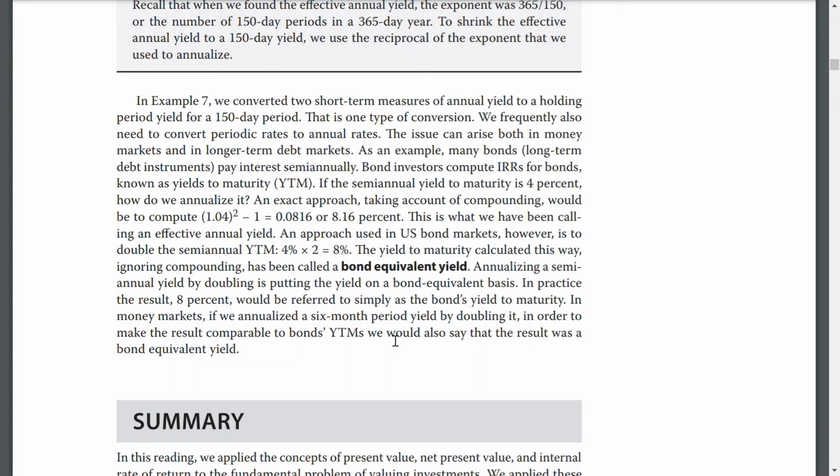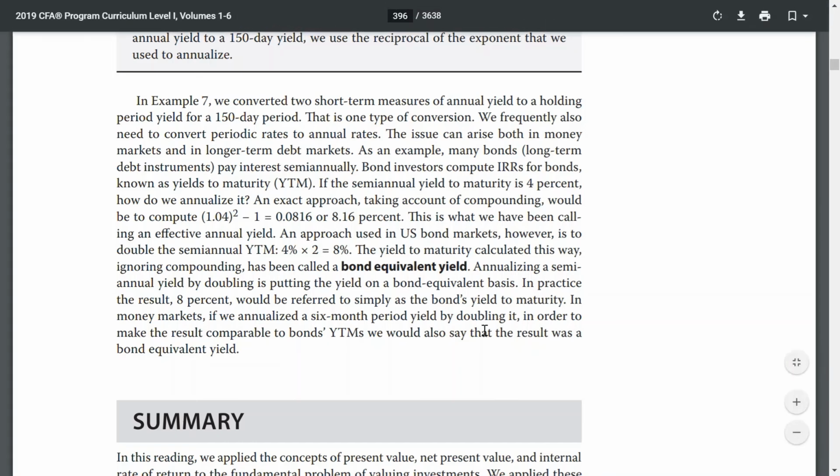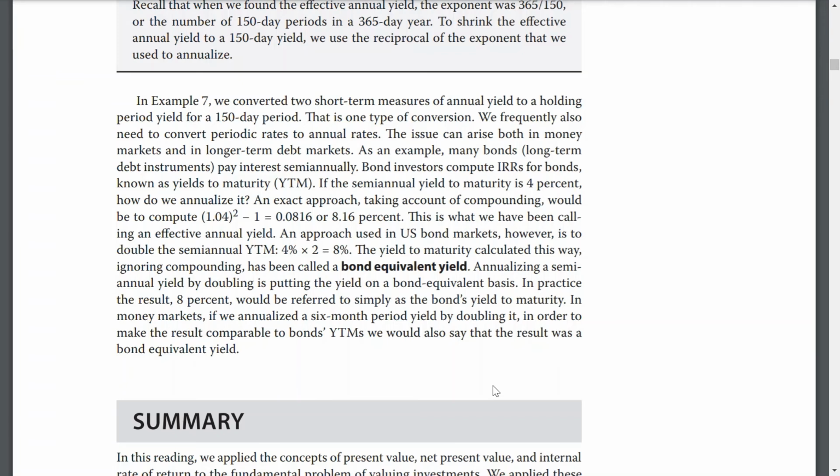Annualizing a semi-annual yield by doubling it, putting the yield on a bond equivalent basis, is standard practice. In practice, the result of 8% would be referred to simply as the bond yield to maturity. In money markets, if we annualize a 6-month period yield by doubling it, in order to make the result comparable to bond YTMs, we would also say that the result was a bond equivalent yield.